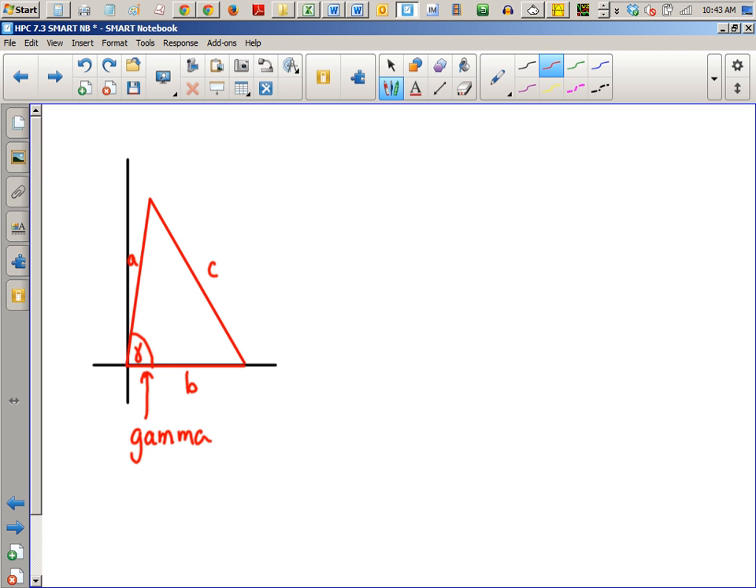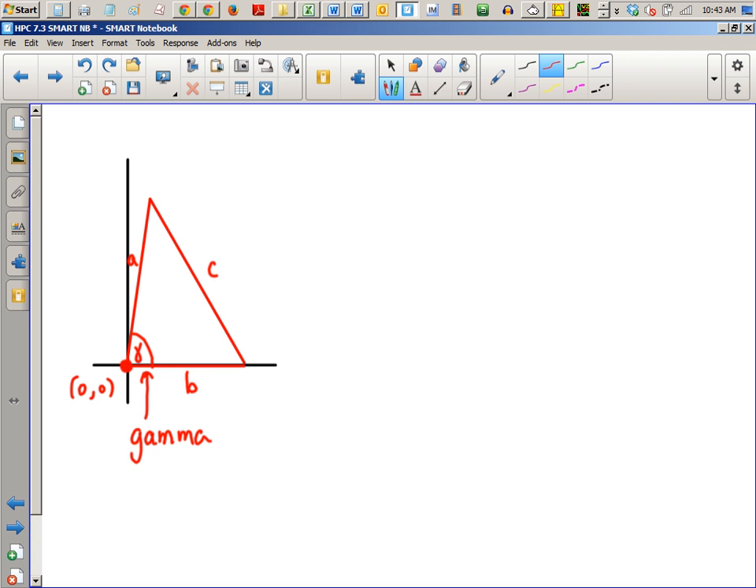Okay, so what we're going to do is try to write down the coordinates of the 3 points. So talking about the vertices here. What are the coordinates of the vertex at angle gamma? 0, 0, right. No big deal.